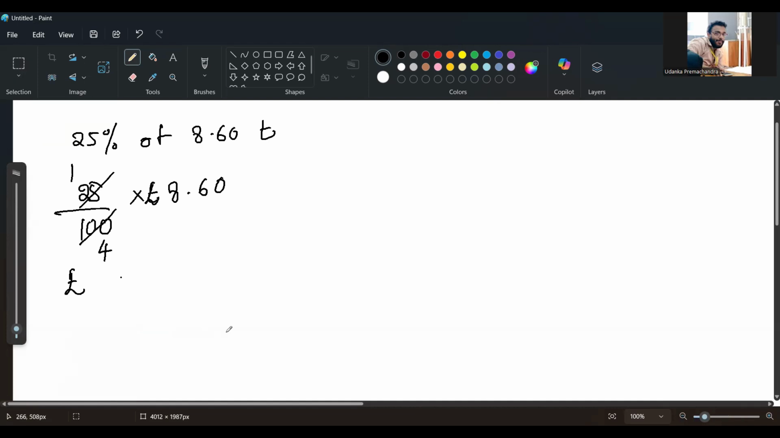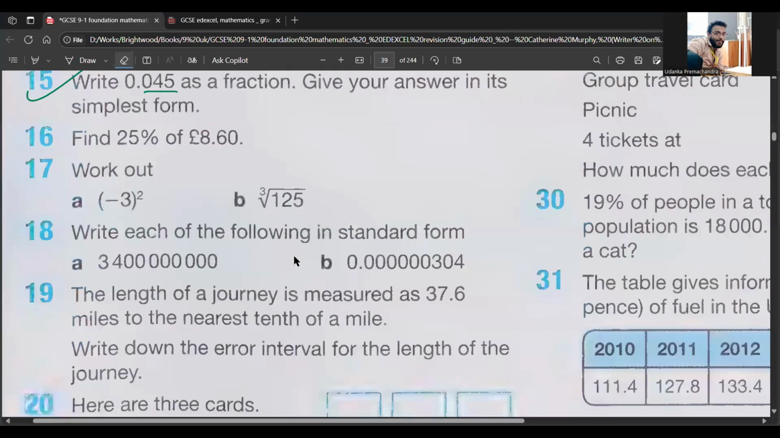Here for 8 it's 2 with a decimal point. For 60 it is 15. It should be 2.15. Is that clear? If they're asking percentage, actually it should be by 100. You have to remember that. Should be by 100.